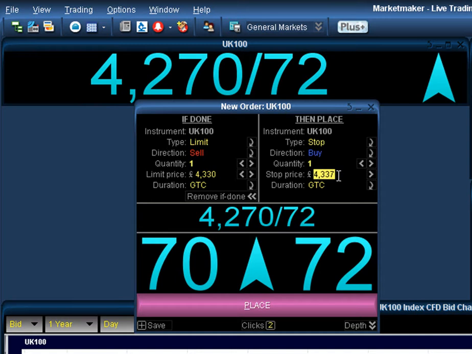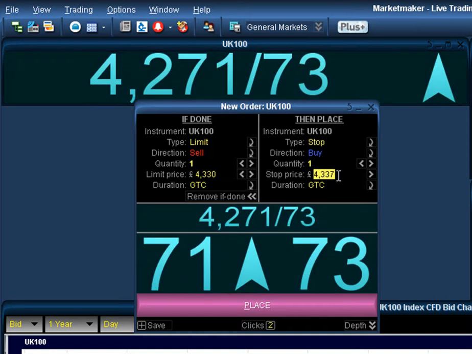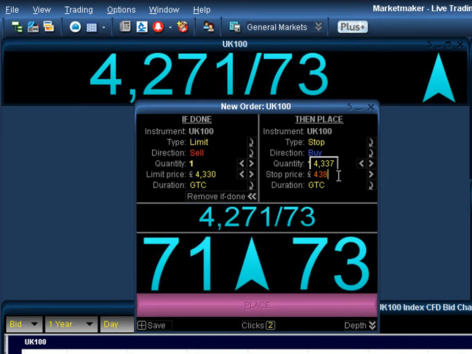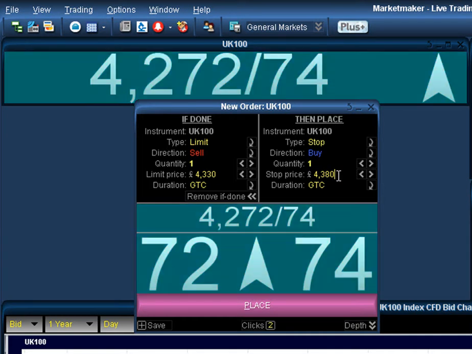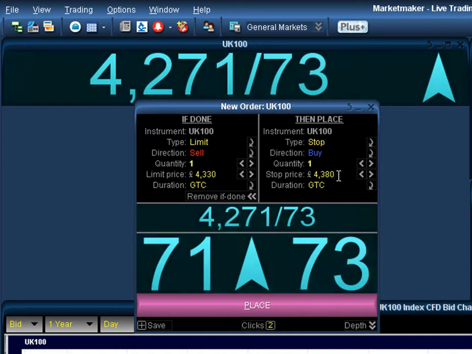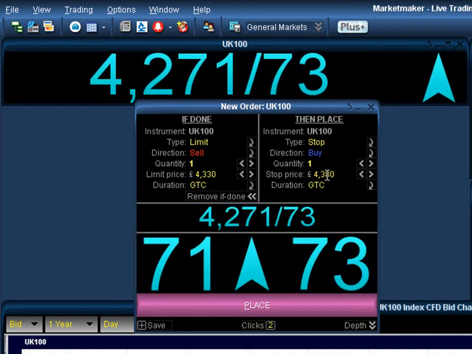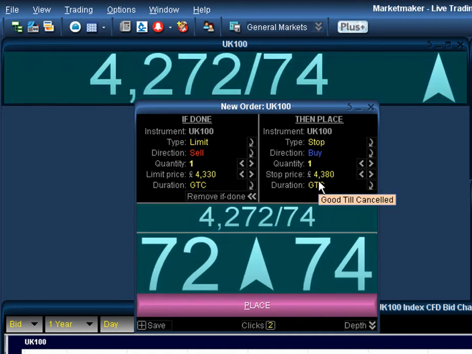Let's say I'm only willing to risk £50 on this trade. So if it moves up above 4,380, it's gone against me. I'm willing to take that loss, but the system needs to do it for me. So if it reaches 4,380, the system will execute a market trade and get you out at that price, as long as it trades at that particular price and there's no gapping or slippage in the market. Again, the duration we'll leave as good till cancelled.